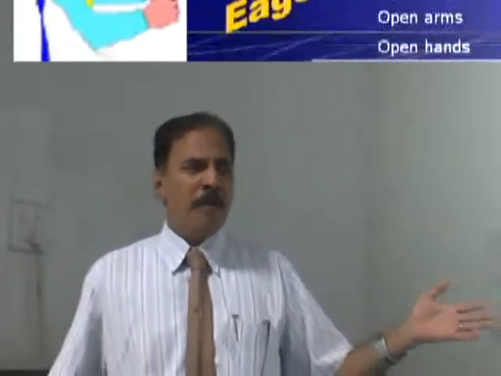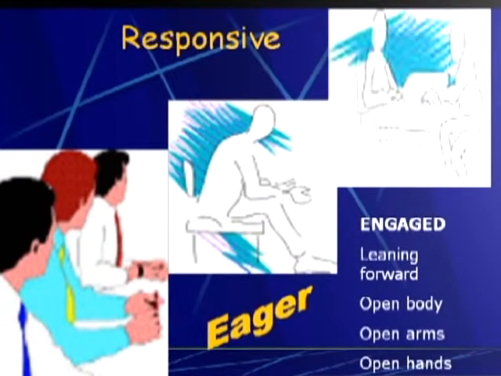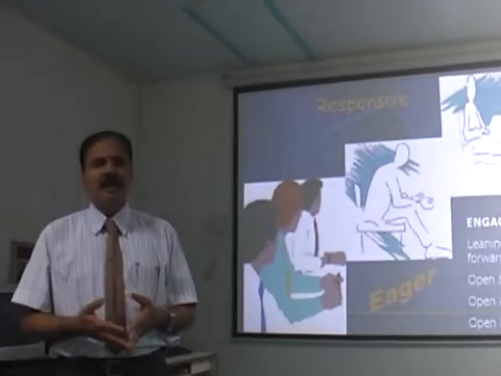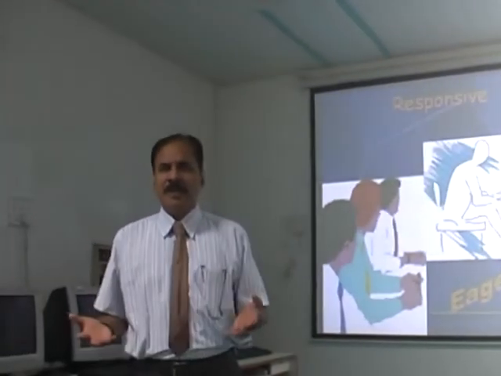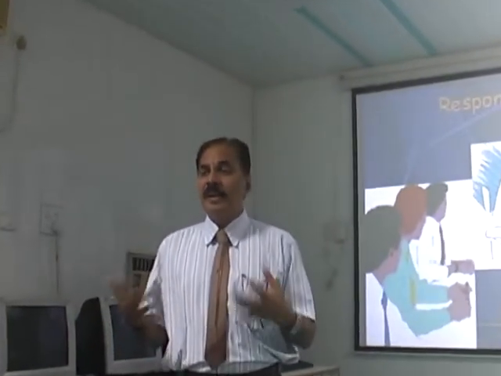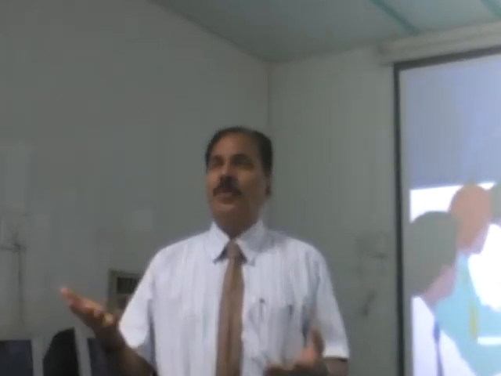In the form of some figures, I have shown you various responsive and eager people, how they react from the audience side about the learning. Here, the open body, open arms and open hands are the people from the audience who are very eager to know what you are telling.